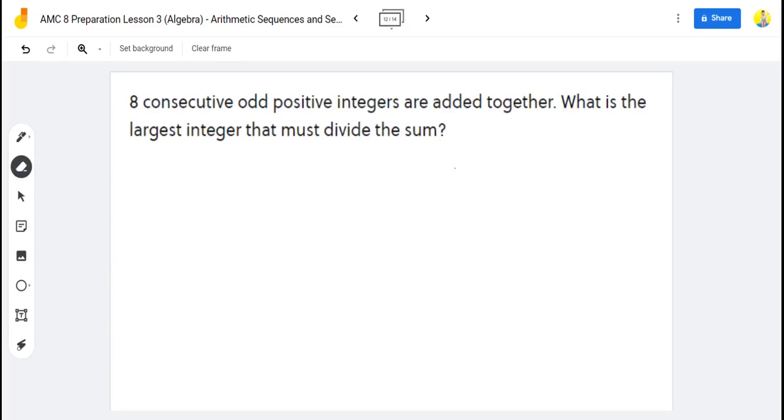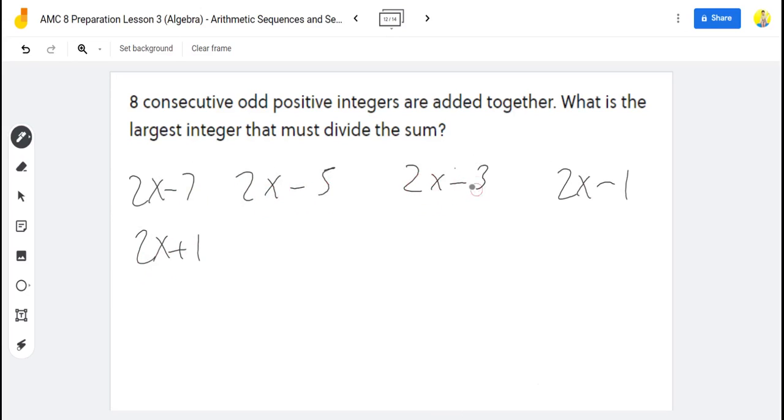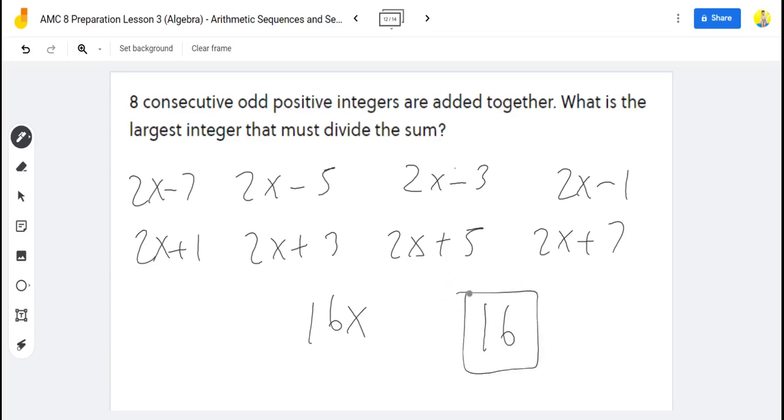On to question number 4. 8 consecutive odd positive integers are added together. What is the largest integer that must divide the sum? If we let the middle two integers be 2x minus 1 and 2x plus 1, the smallest three integers are 2x minus 7, 2x minus 5, and 2x minus 3, while the largest three integers are 2x plus 3, 2x plus 5, and 2x plus 7. The sum of all 8 consecutive odd positive integers is 16x, meaning that the largest integer that must divide the sum is just 16. So our final answer is 16.